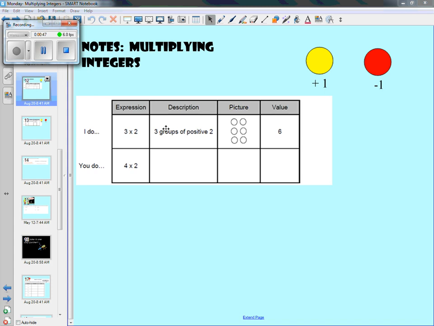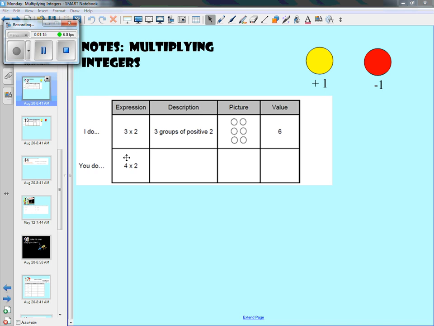So on this example right here, 3 times 2, we all know from grade school that 3 times 2 is 3 groups of 2. In this case, we're dealing with only positives. It's 3 groups of positive 2. So our description is 3 groups of positive 2, and we just draw a picture of 6 positives. The value of that then is 6.